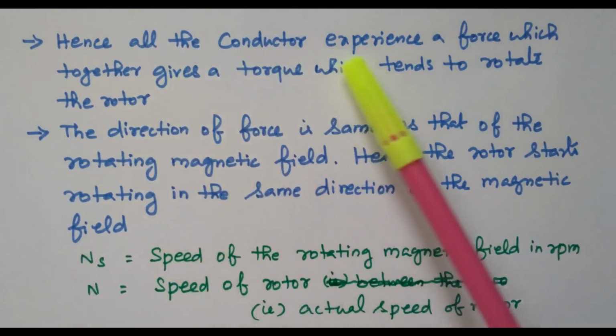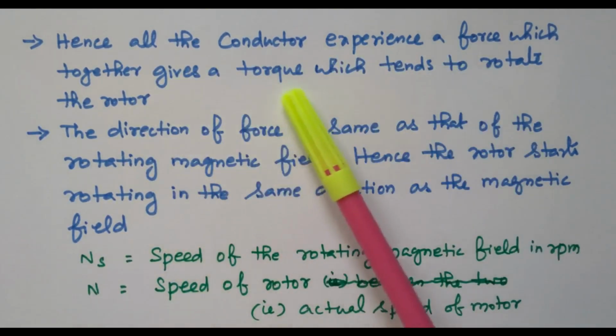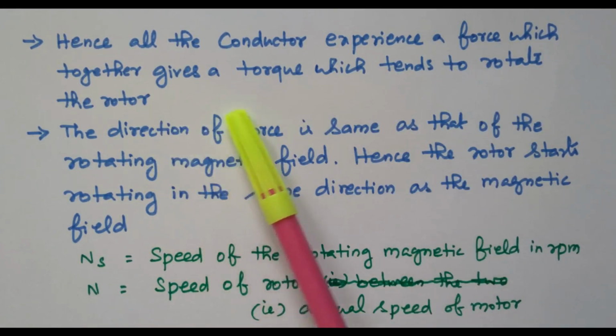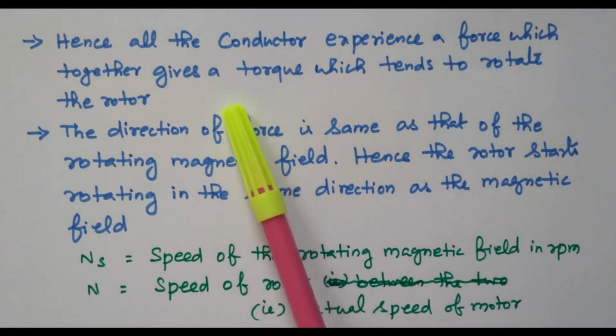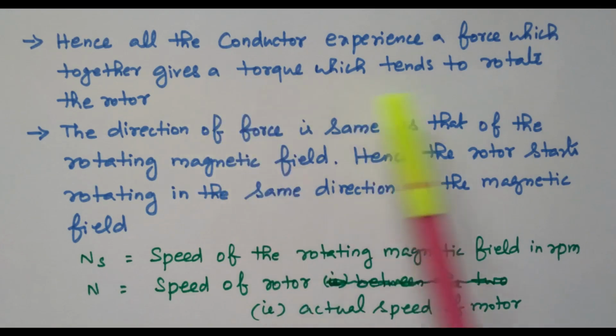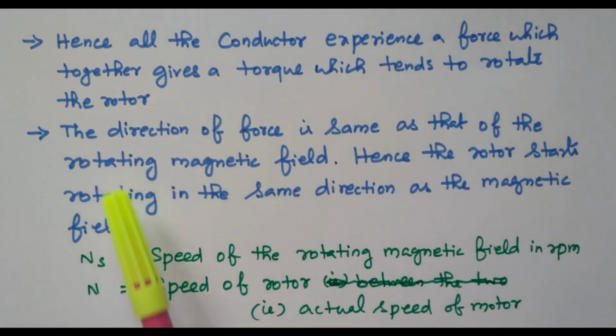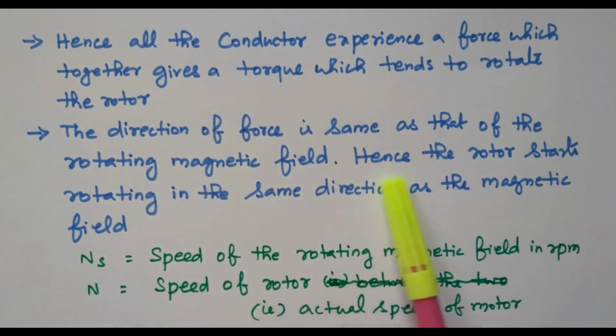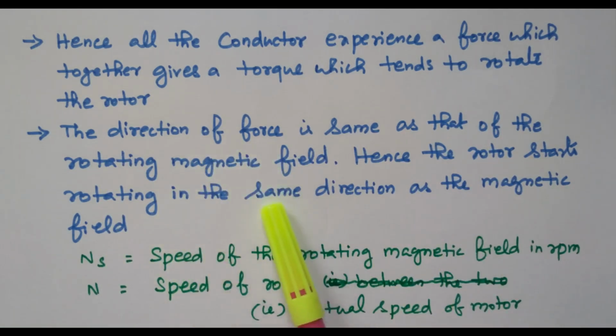Hence all the conductors experience a force, which together gives a torque that tends to rotate the rotor. Due to experiencing the force, all the conductors being connected together, the rotor will start to rotate with the required torque. The direction of force is the same as that of the rotating magnetic field. Hence the rotor starts rotating in the same direction as the magnetic field. The rotation of the rotor and the rotation of the rotating magnetic field in the stator are both in the same direction.